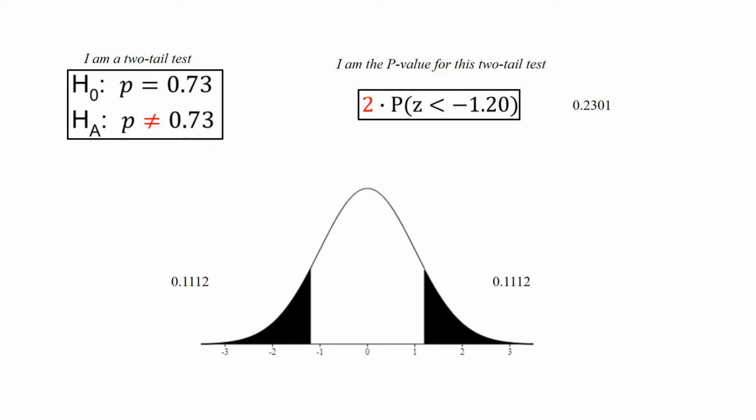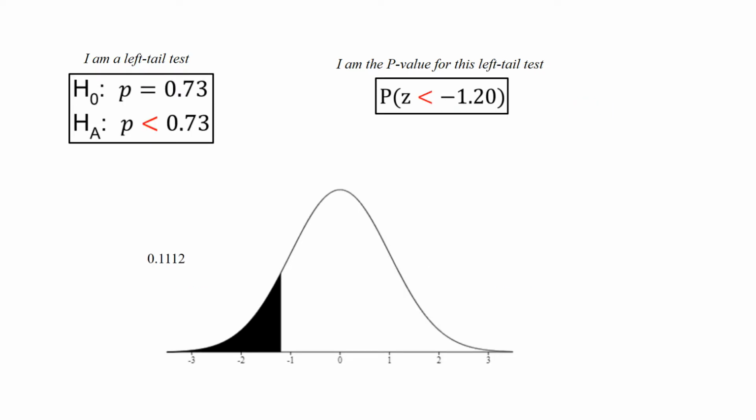Okay. Here what we see is that the p-value is the probability of getting a statistic as extreme or more extreme than the one we got in the direction of the alternative hypothesis. Because we have a two-tailed test, all a two-tailed test means is that we need more evidence, and we need to capture area on the left and capture area on the right. When you do this, you get 0.2301 as the probability. For the left-tailed test, we get half that value. We get 0.1112. So our p-value here is the area to the left of a z-score of negative 1.2.